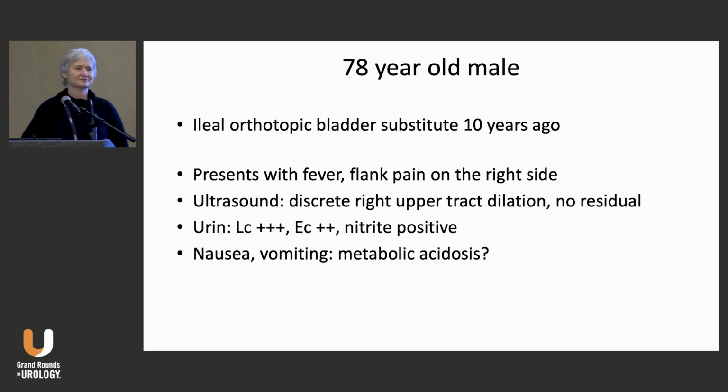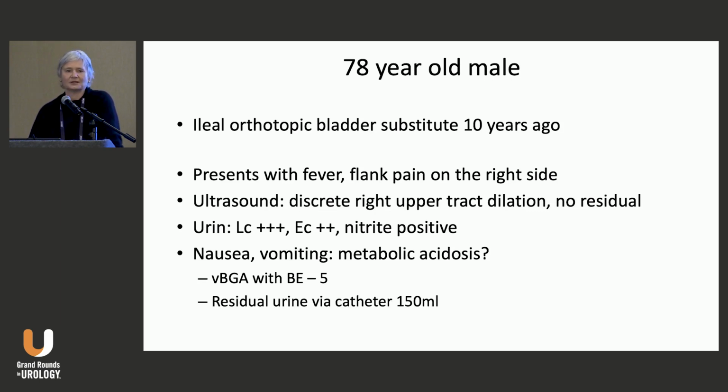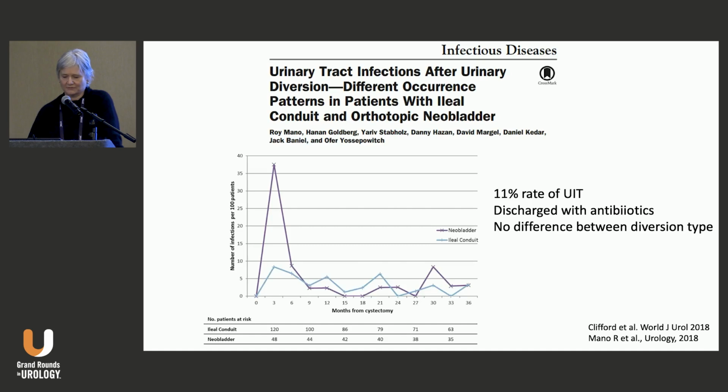On the sideline, he's complaining of nausea and vomiting over the last couple of days, and that would be a sign of metabolic acidosis. You do a venous blood gas analysis, and you will find that his base excess is negative at -5, which means he needs substitution with sodium bicarbonate. This patient probably is already on about 3 grams, so we would give him some IV to compensate for the momentary situation, and his nausea and vomiting will improve. And when we put the catheter in, we realized that he had 150 mLs of residual urine, so this is probably part of the problem.